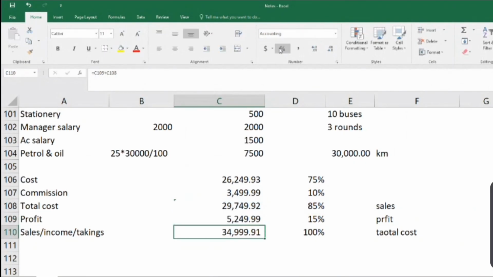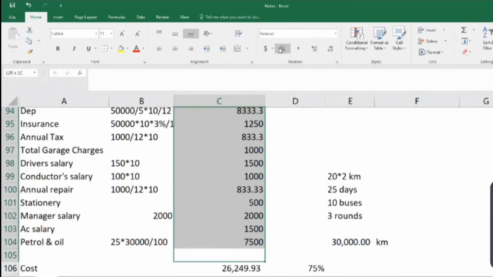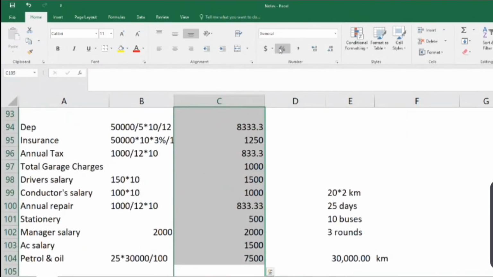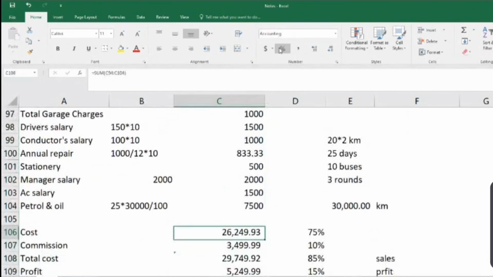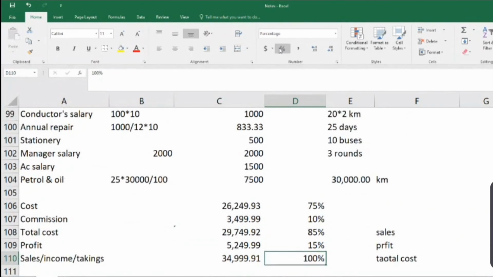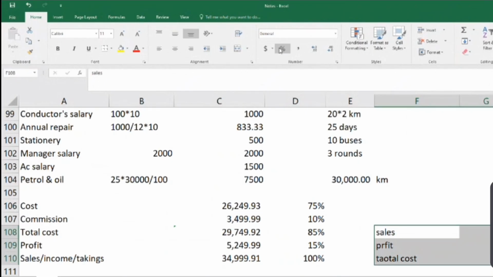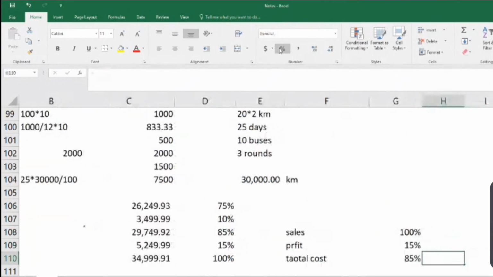So this is your total cost. Again I will be repeating. You have arrived at the cost by adding all the cost you have got earlier. If you add all this, you are getting 26,249. They are saying commission at 10%. So your sales is 100%, your profit will be 15%, your total cost will be 85%. Out of this 85%, 10% is going to be your commission.